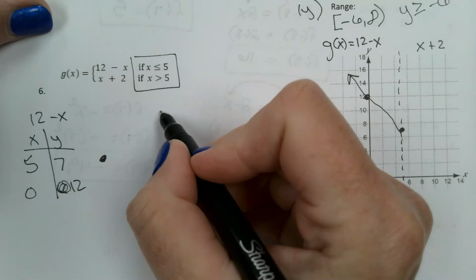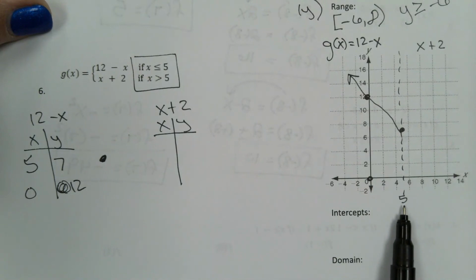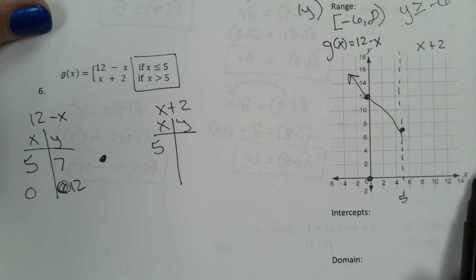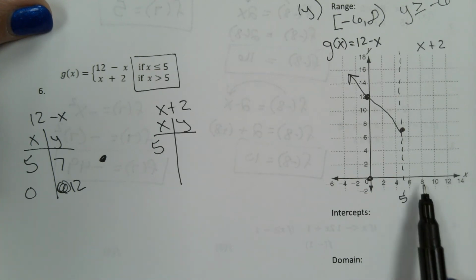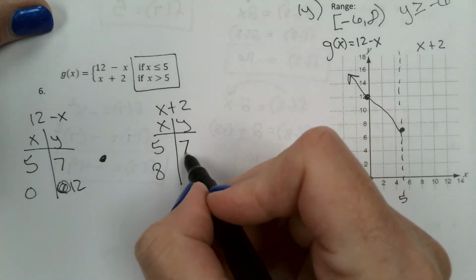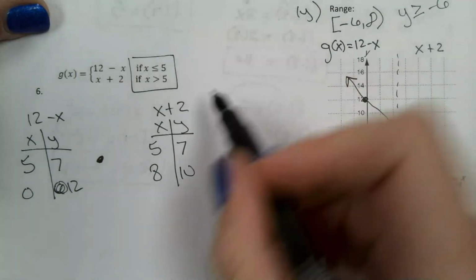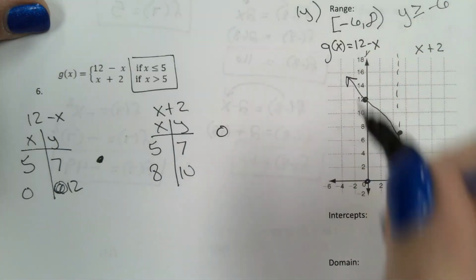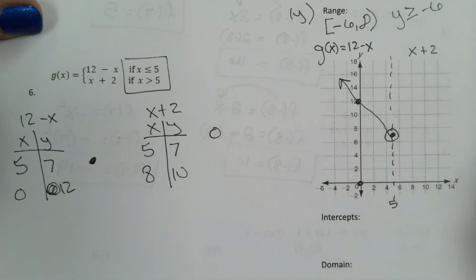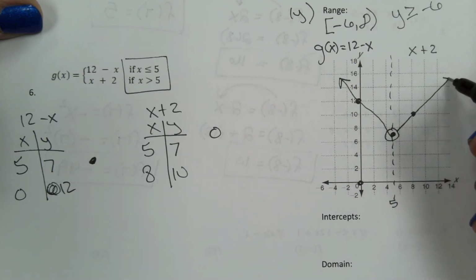The other one is x plus 2. Whatever your divide line number is, I always use that twice on both of them. And then I'm going to pick any value to the right of here. So I'm going to go out a little bit and I'm going to choose 8. So if x is 5, that gets me a 7. And if x is 8, that gets me a 10. This one has a greater than symbol, so I'm going to use the open circle. So right here, I have a circle there, and I have a point at 8, 10. And so it looks like this.